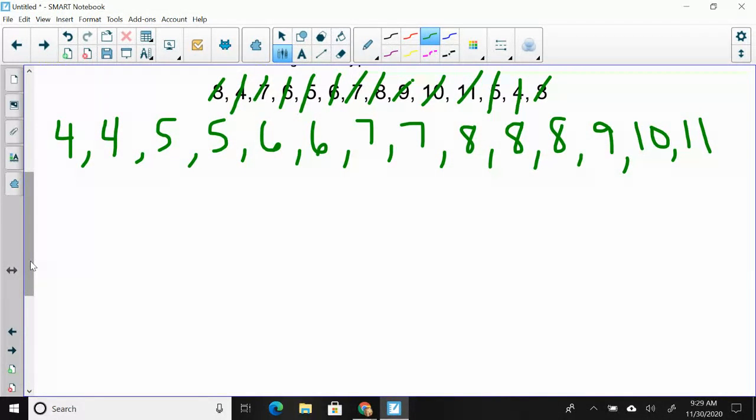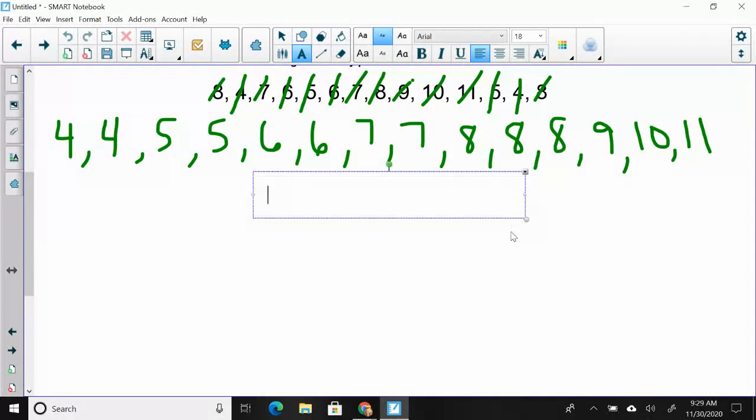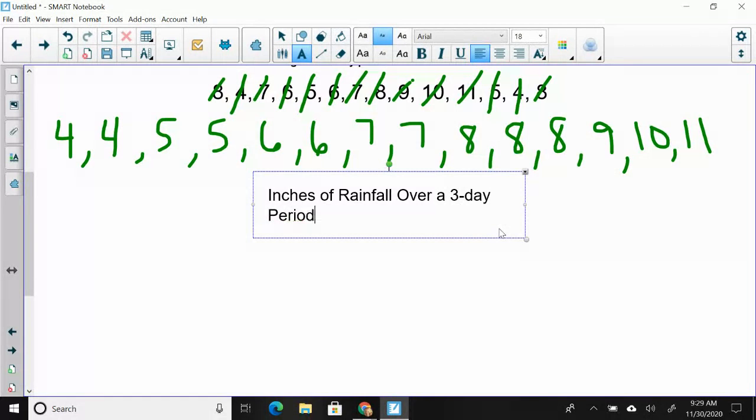So a good title would be something like inches of rainfall. Let's see, we'll stick a title right here. So inches of rainfall, we'll say over a 3-day period. Okay, so there's our title.